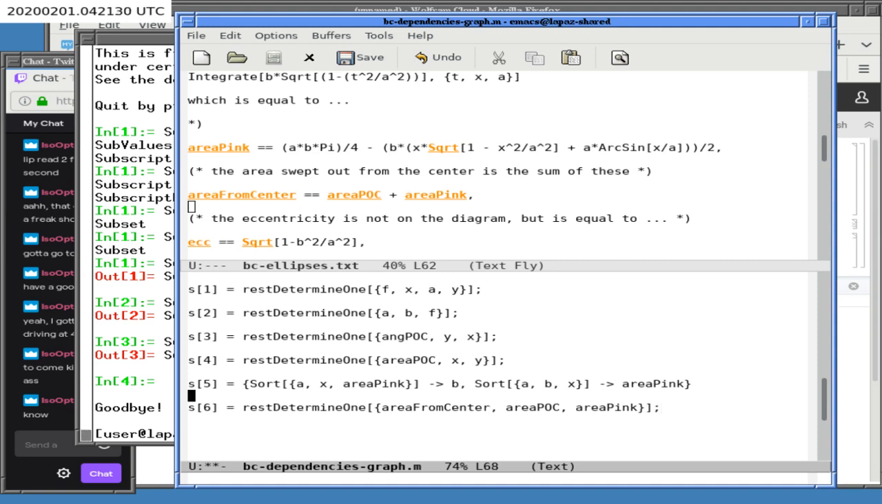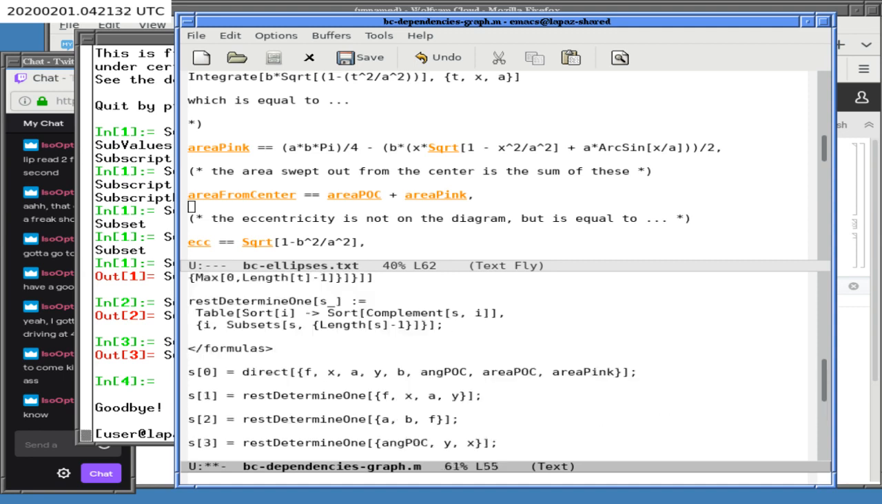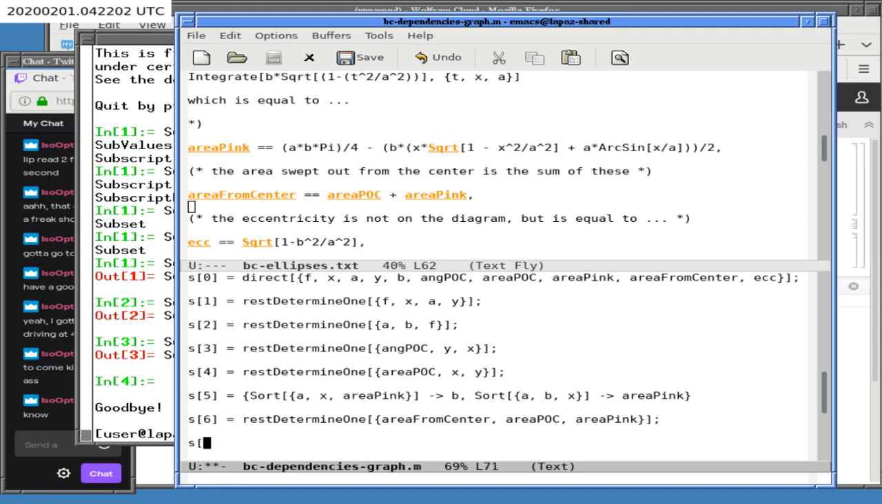And what have we added to our list of variables here? Area pink, we already have area POC, so this is area from center. Nice. And then I might as well throw in the eccentricity, because I know we're going to get there in just a sec. And I'm pretty sure from there you can get the eccentricity. In fact, I know for a fact, because I've done the equations. From the eccentricity, any two of those, you can get the third one. So we can say that is going to be S7. Rest determine 1 for A, B, eccentricity.